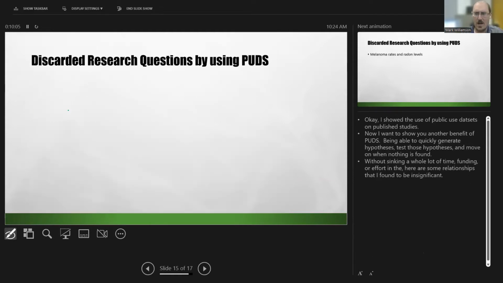Okay, then, while I showed the use of public use data sets in published studies, I want to show you another benefit of using public use data sets. Being able to quickly generate hypotheses, test these hypotheses, and then move on when nothing is found. So without sinking a whole lot of time, funding, or effort, here are some relationships that I found to be insignificant while researching different topics.